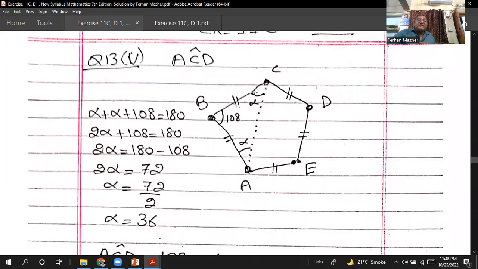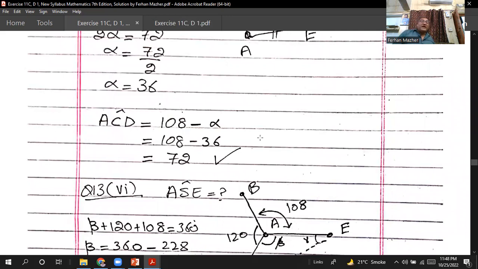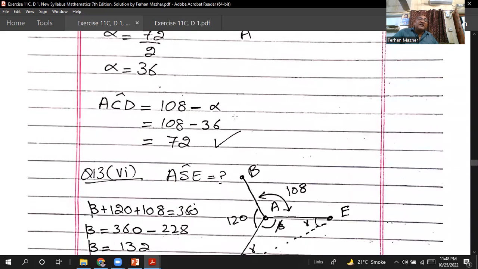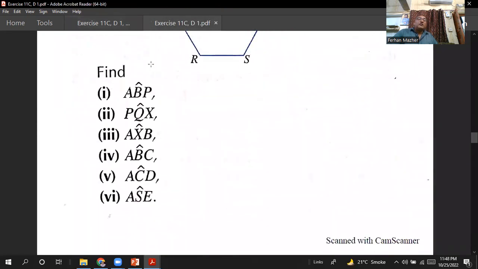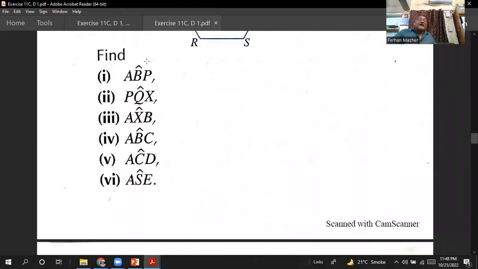This BCD is the interior angle of this polygon, and its value is 108. So from that, if I subtract the alpha, the remaining will be ACD. So the ACD will be equal to 108 minus 36, and that will be 72 degrees. So this is how the question number 13 and its fourth part is done. Okay, now the fifth part is ACD, so we have found that value. The next part is the sixth part.